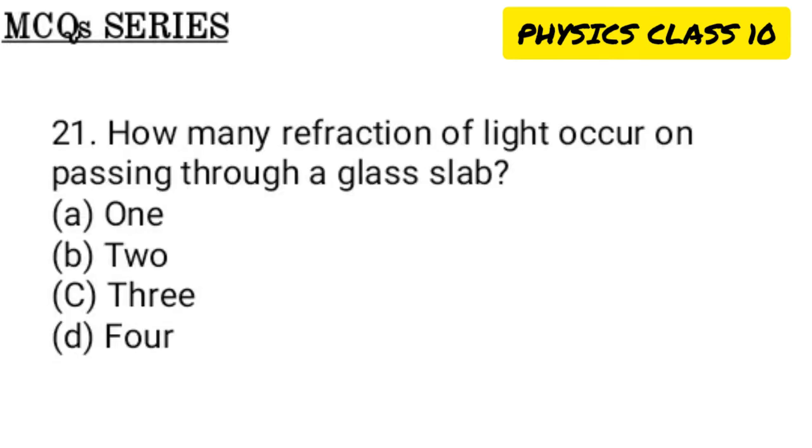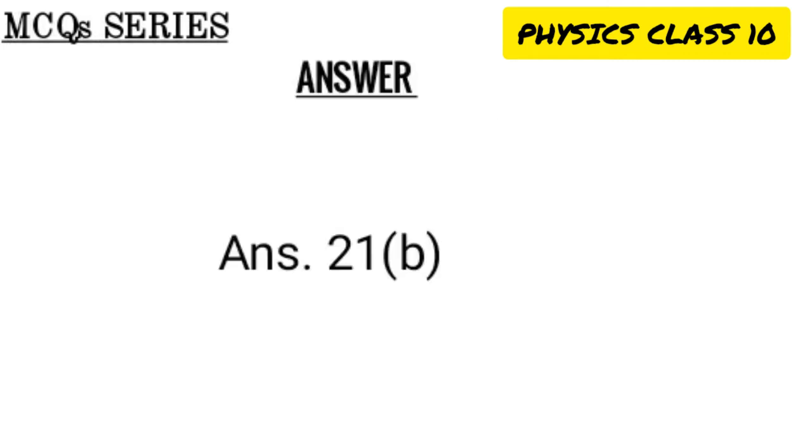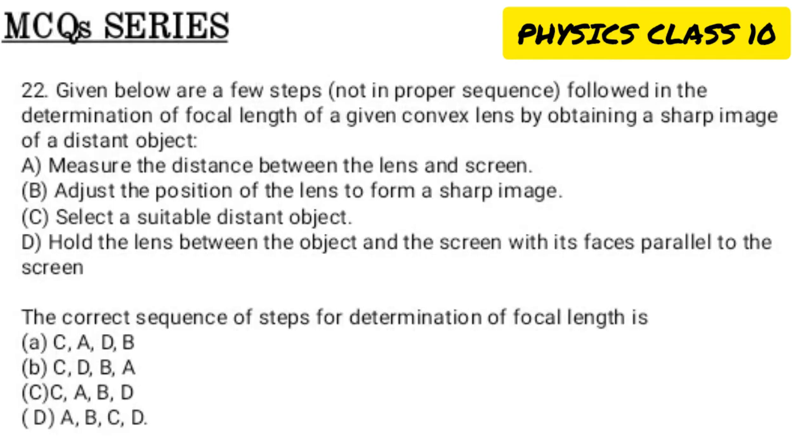Now question 21. How many refractions of light occur on passing through a glass slab? 1, 2, 3 and 4. You have to tell how many times light refracts while passing through a glass slab. And it's 2. Option B is correct.